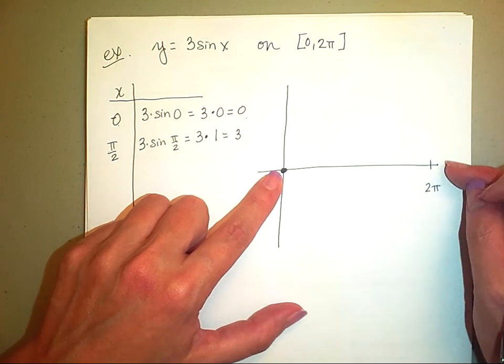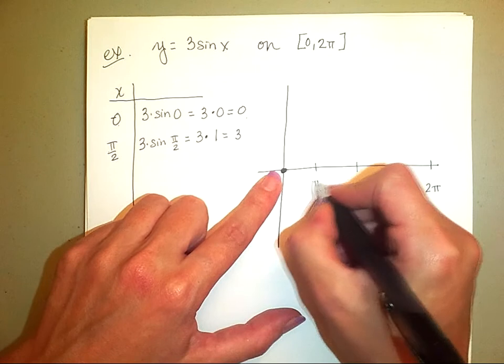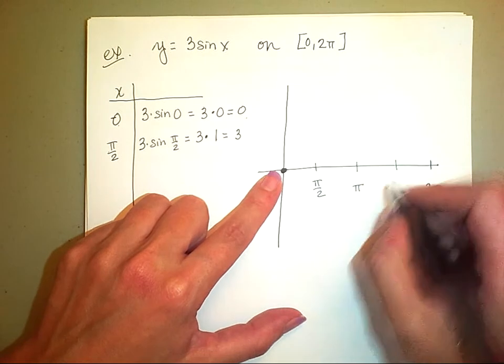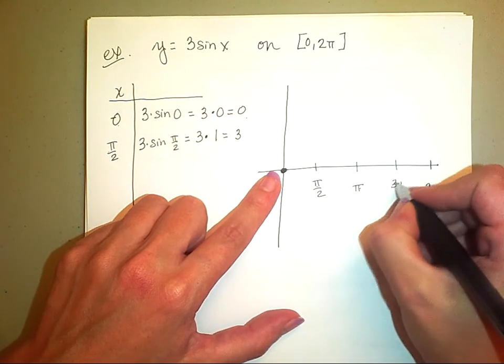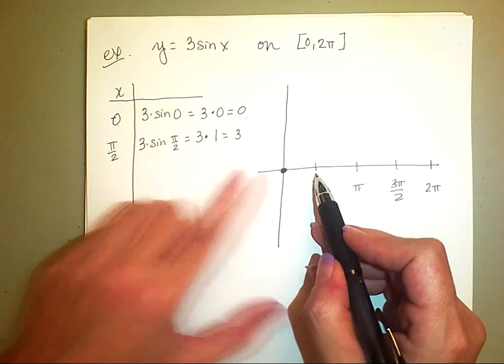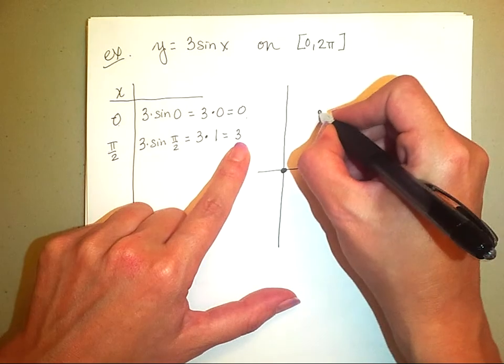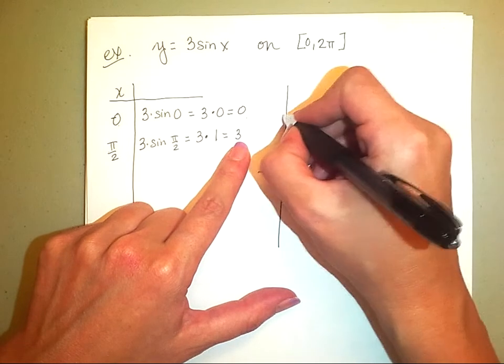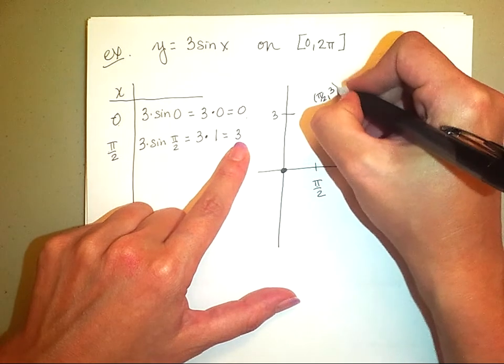Okay, so let's graph this on 0 to 2 pi. Again, I pick a distance for 2 pi, then half of that must be pi, then half of that is pi over 2, and then 1 pi over 2, 2 pi's over 2, 3 pi's over 2. Okay. So at pi over 2, I have a value of 3. Let's label this as 3, so this is pi over 2, comma 3.